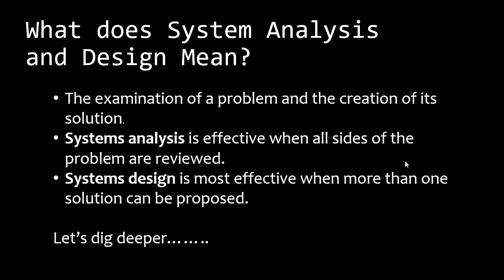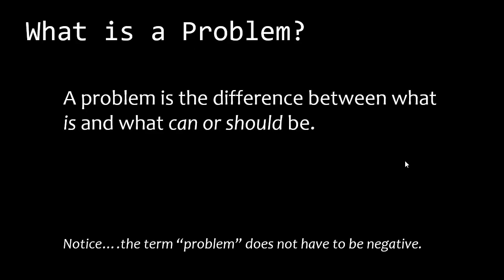So let's go a little bit deeper now, and let's talk about some of the words that we're seeing in this particular slide. First, what is a problem? A problem is the difference between what is and what can or should be. Every once in a while, somebody comes up and says, I have a problem. There's a negative connotation to that, of course. Hey, Bob, I have a problem. Hey, Bill, I have a problem. It's never a good thing when somebody tells you they have a problem.